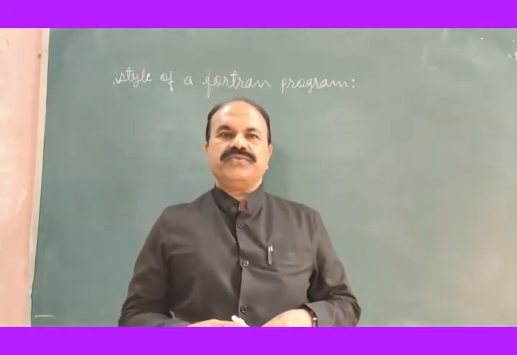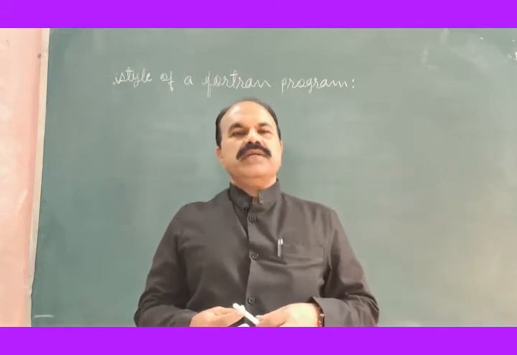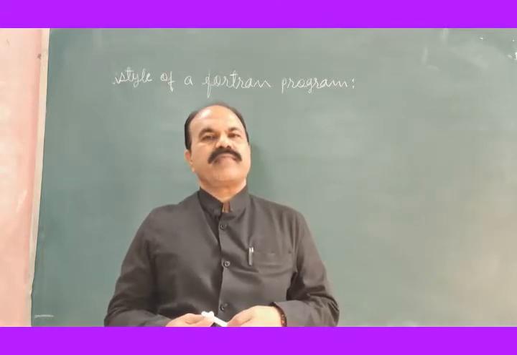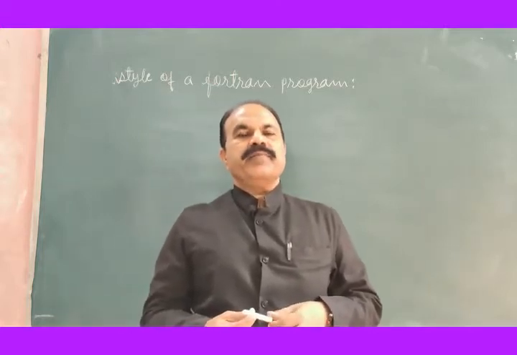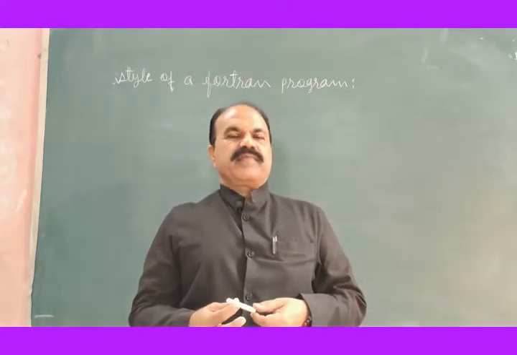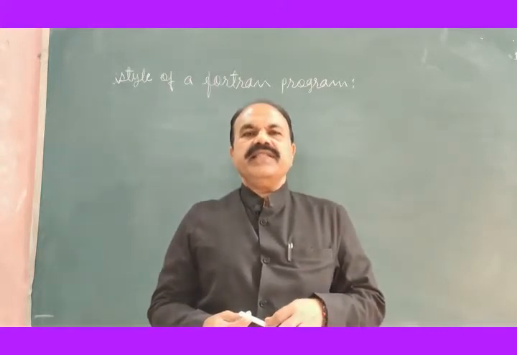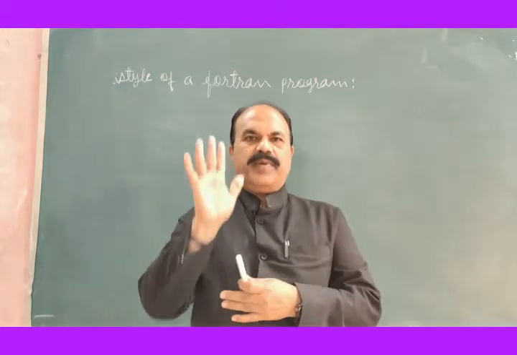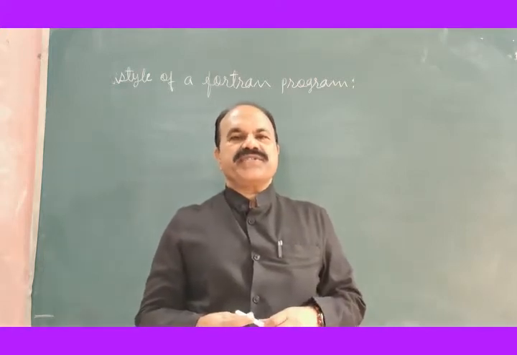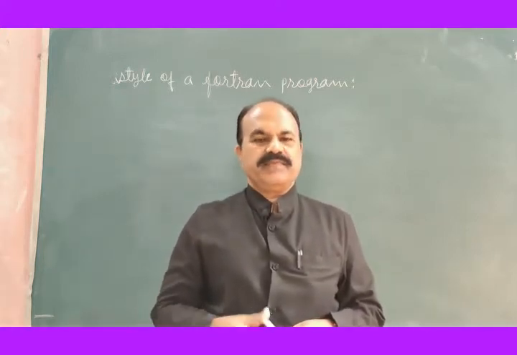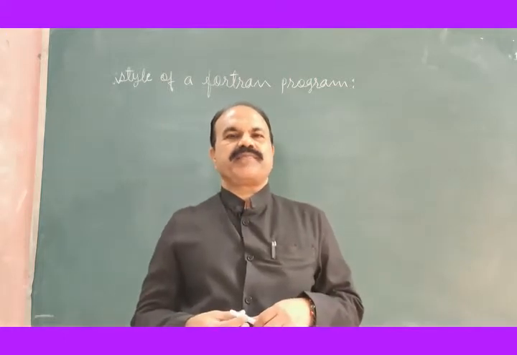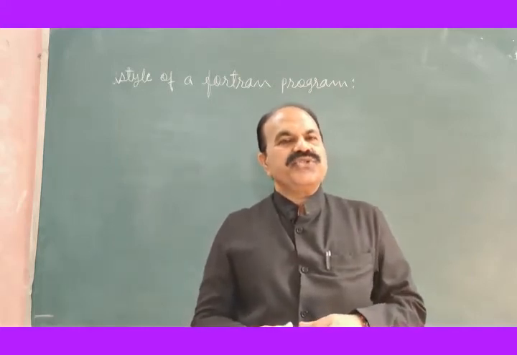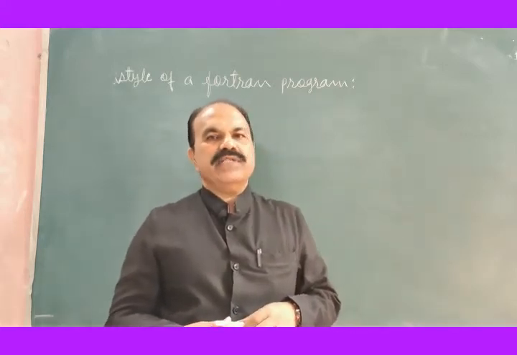I already told you something about the style of a Fortran program. In some previous lecture, I highlighted the idea of coding sheet. Coding sheet is a paper sheet which has 80 columns, number of lines. How to use these 80 columns in every line for writing the program.